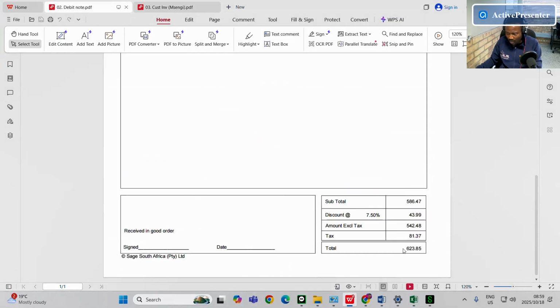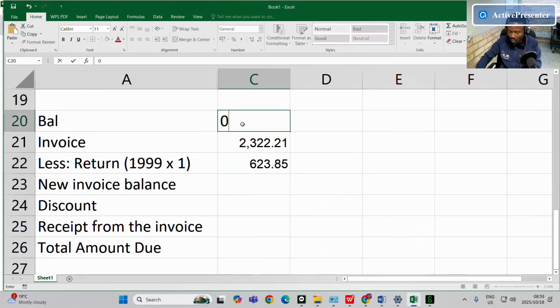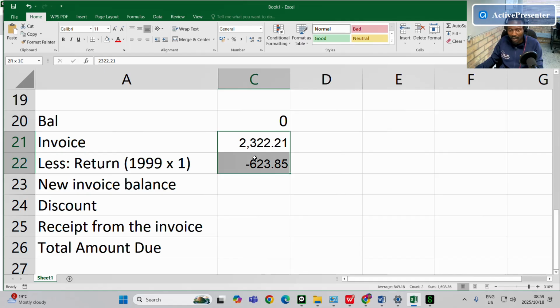Right. I do have a return. So here's a debit note. So I need to minus the return. Okay, there was no opening balance. So this is a negative. So you take the invoice minus the return. You then get the new invoice balance.